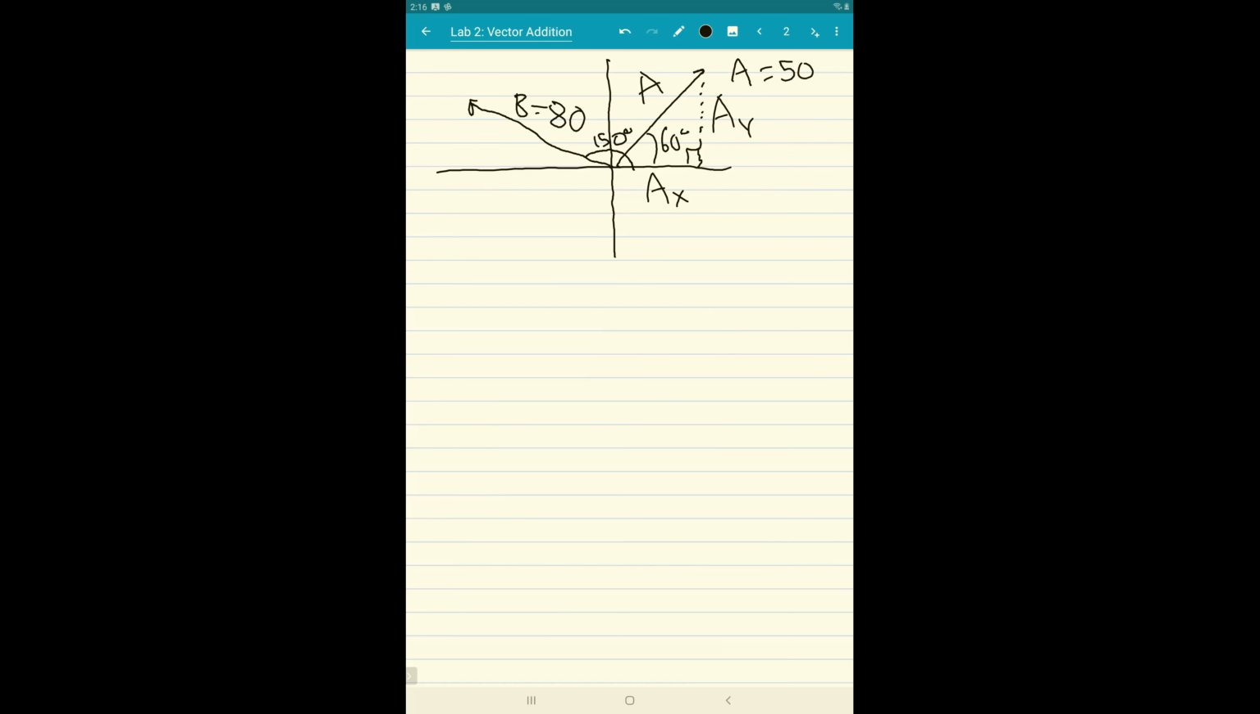Now, what we're going to want to do is break each of these down into their components. I've already drawn out A. I'm going to do the same with B. So here's B's Y component, and here's B's X component. So let's go ahead and find these things.